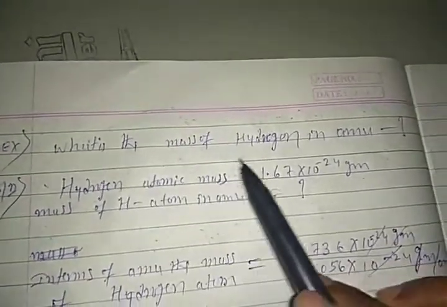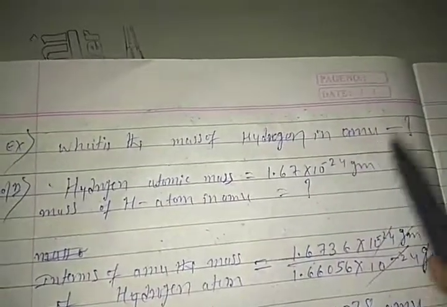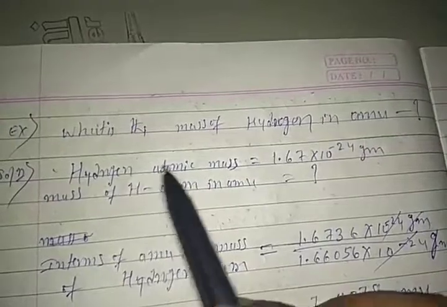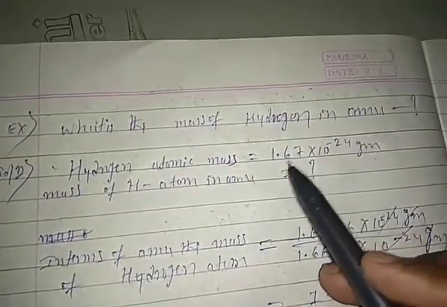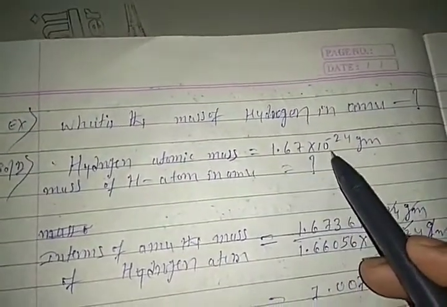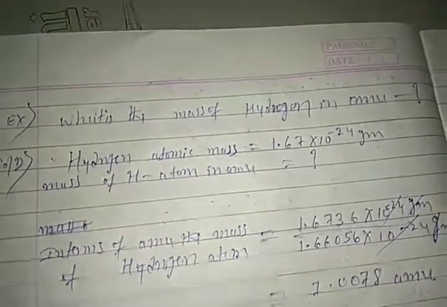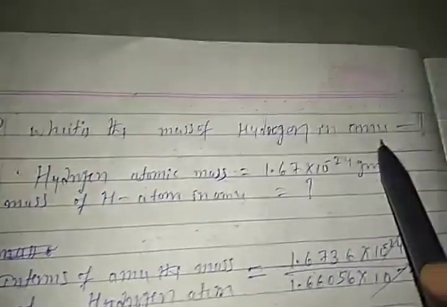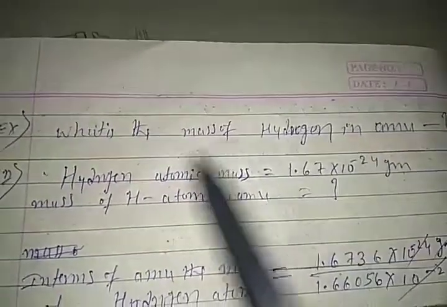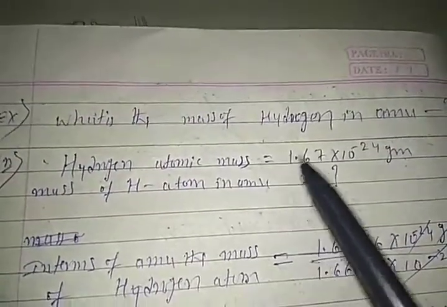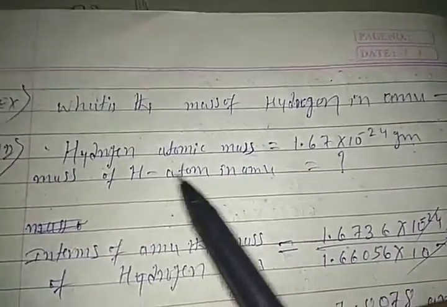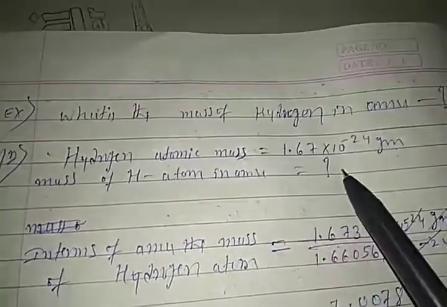Let's see one example, students. What is the mass of hydrogen in AMU? This is also mentioned in NCERT. Hydrogen atomic mass is 1.67 into 10 to the power of minus 24 gram. What is the mass of hydrogen in 1 atomic mass unit? Mass of hydrogen atom in AMU is how much?